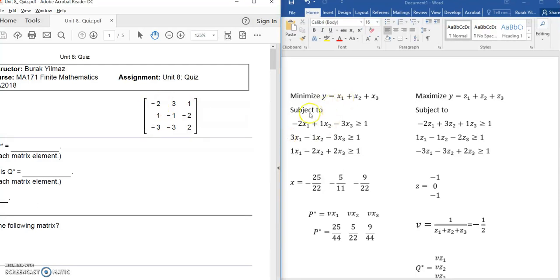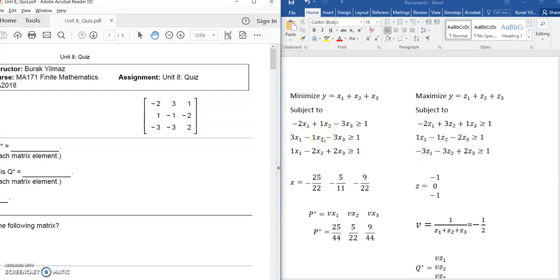For minimizing the x, you set up the coefficients of x1, x2, x3 according to the columns. See, that's why there's -2, 1, -3, which is the first column. And then the second inequality will have these coefficients in the second column, 3, -1, -3, and likewise. And then maximizing the z, y equals z1 plus z2 plus z3, we do pretty much the same, but this time the coefficients are the rows. So -2, +3, +1, and then 1, -1, -2. See, they correspond to the rows of this matrix.